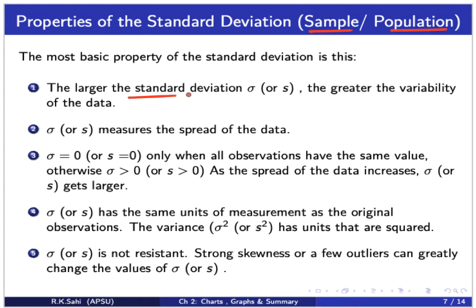The larger the standard deviation, the greater the variability of the data set. That's the meaning of it. Now, the standard deviation, either it can be sample or population, it measures the spread of the data. That is what the definition is. If the sample standard deviation is 0 or the population standard deviation is 0, that means there is no variability in the data set. Now, this basically means, let's look at a dot plot.